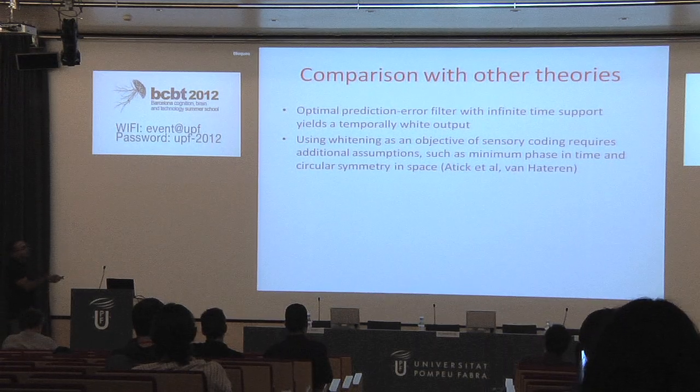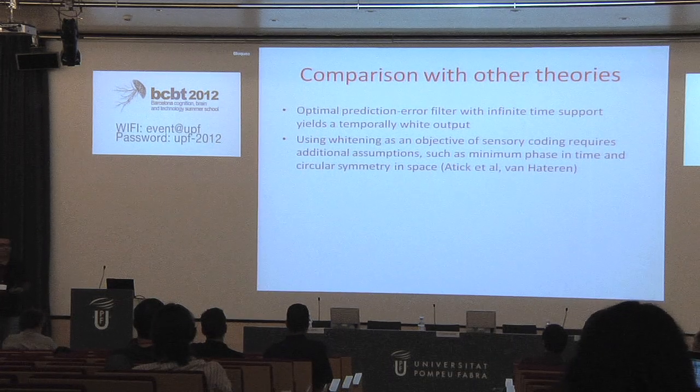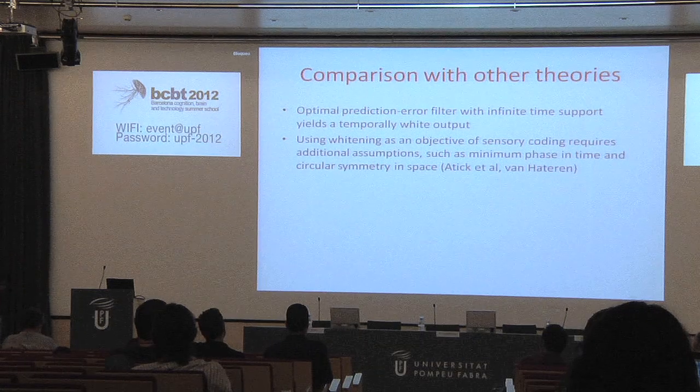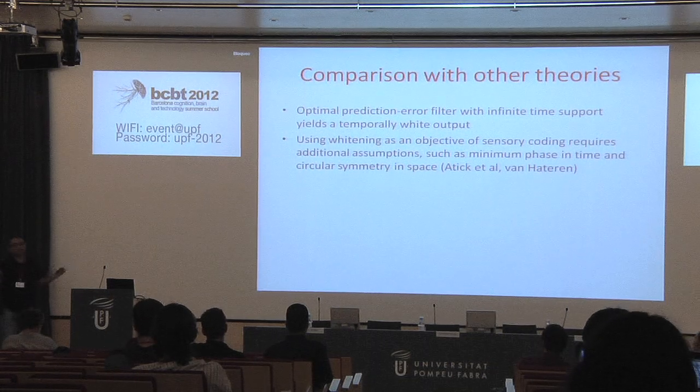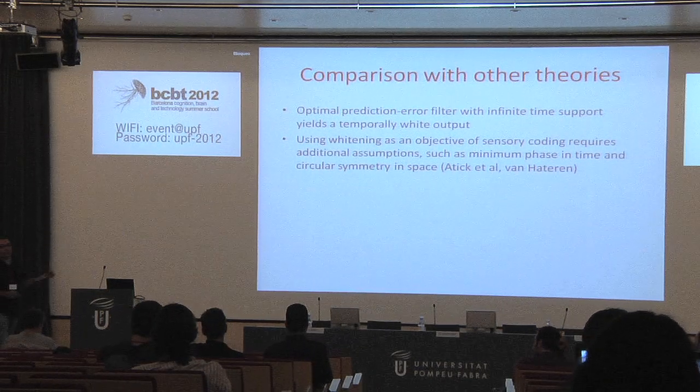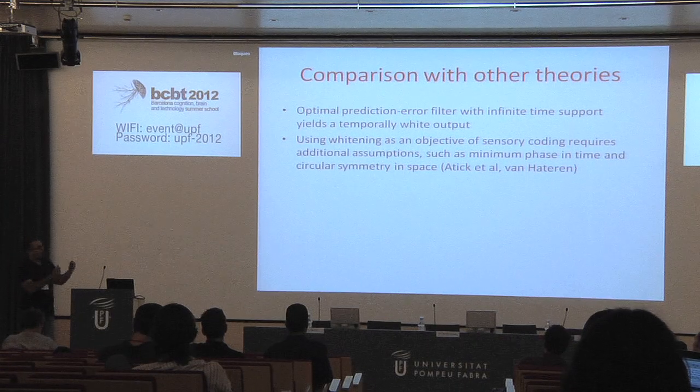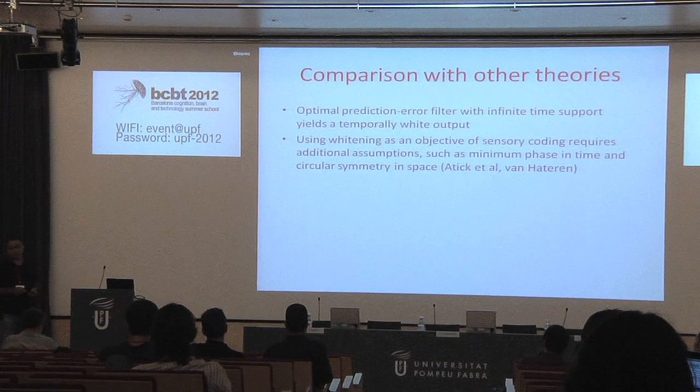And in space, they usually use the circular symmetry assumption, which is also reasonable. But we don't have to rely on it. In fact, our filter will only be circularly symmetric if the natural ensemble we use has a circular symmetry. If it doesn't, then we'll get something else. So we feel that our approach is a little bit more direct. It's in real space. And it also doesn't have those assumptions, and it's a little bit more explicit.